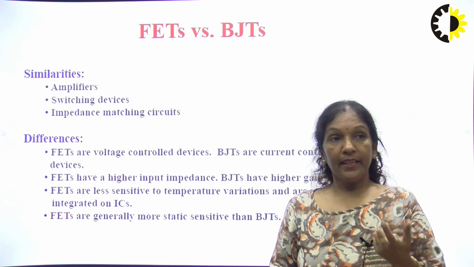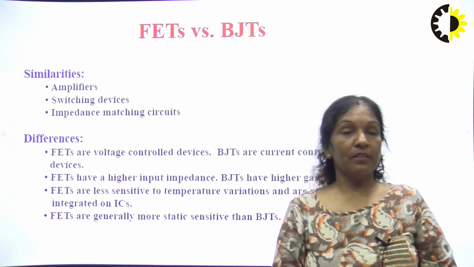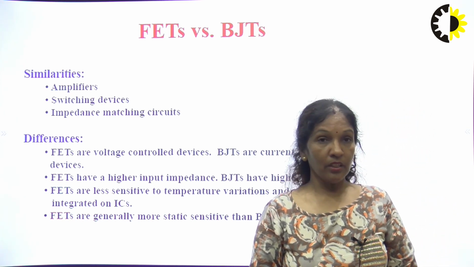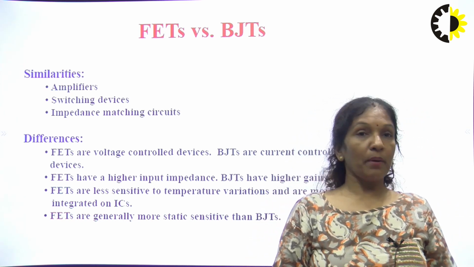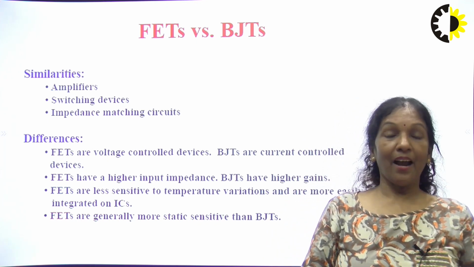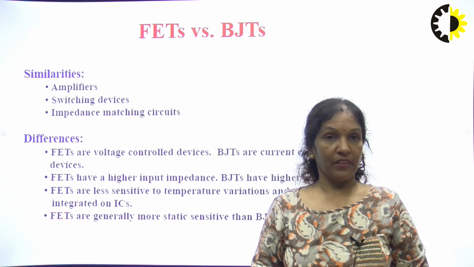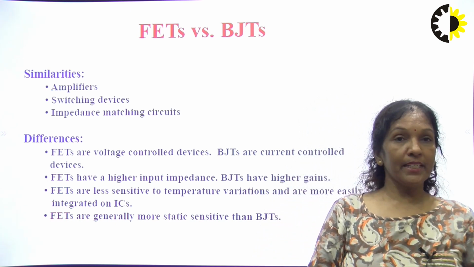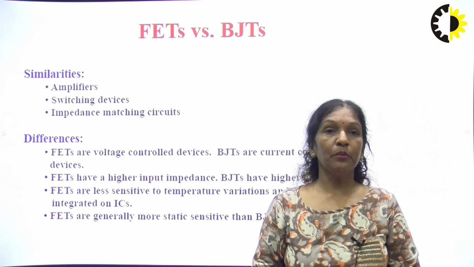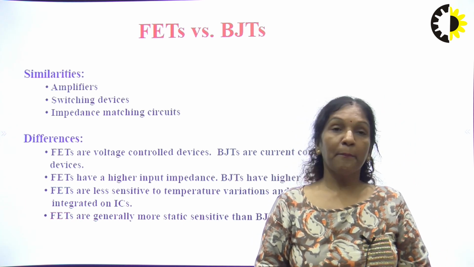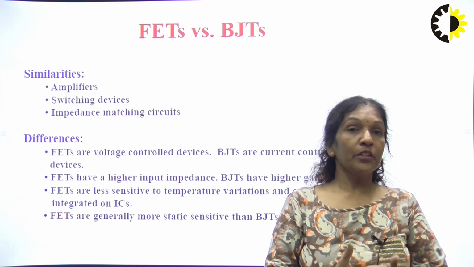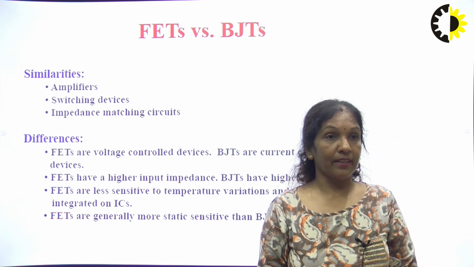In case of the BJT, we have studied common emitter, common base and common collector configurations, where common emitter and common base configurations are used for voltage amplification, whereas common collector has a voltage gain of unity, so it cannot be used as a voltage amplifier. Instead, it is used as a current amplifier, so it is used for current amplification.